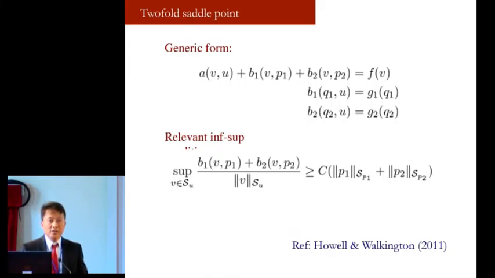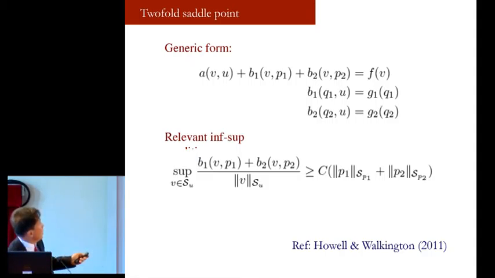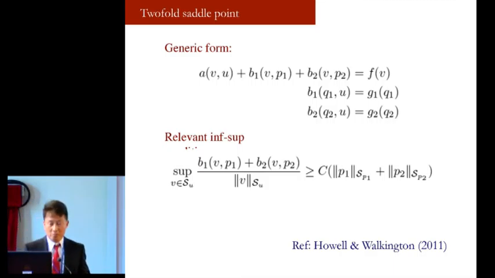Now, in order to circumvent the problem, we consider a so-called two-fold saddle point, which has this generic form. Actually, the detail can be obtained from the paper by Howell and Walkington. Now, Howell and Walkington showed us that for a two-fold saddle point problem, we can actually reduce it to a single saddle point problem simply by using a nested inf-sup condition. So this is the relevant inf-sup condition for the two-fold saddle point problem. Here, A, B1, and B2 are all bilinear operators.